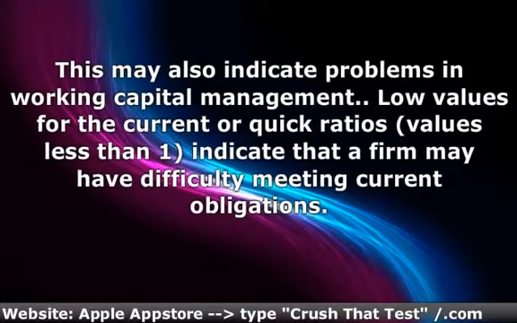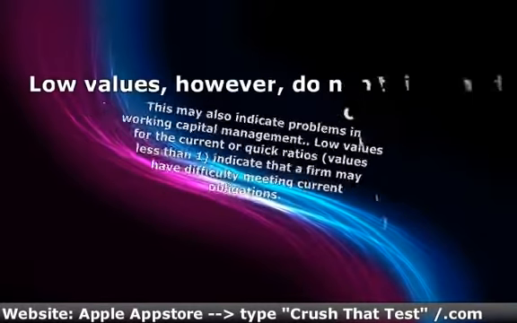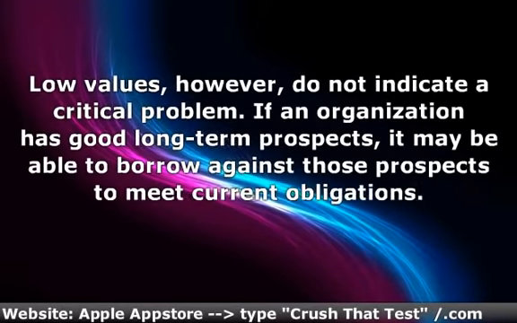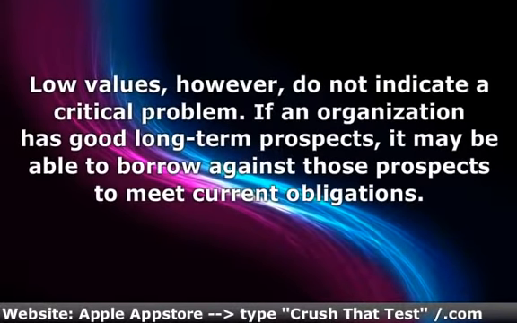Low values for the current or quick ratios, values less than 1, indicate that a firm may have difficulty meeting current obligations. Low values, however, do not indicate a critical problem. If an organization has good long-term prospects, it may be able to borrow against those prospects to meet current obligations.